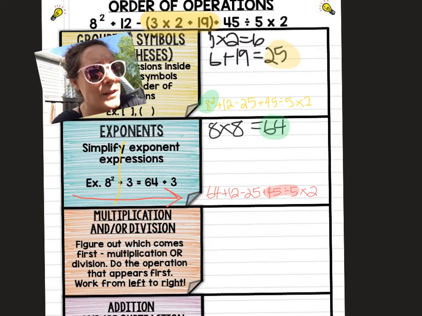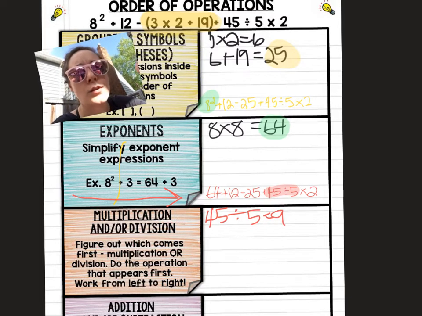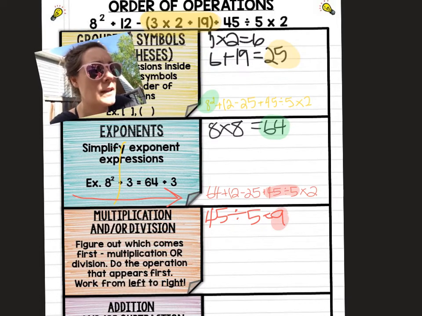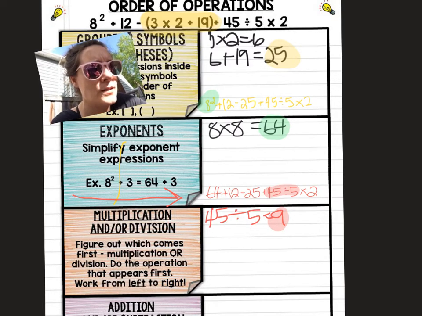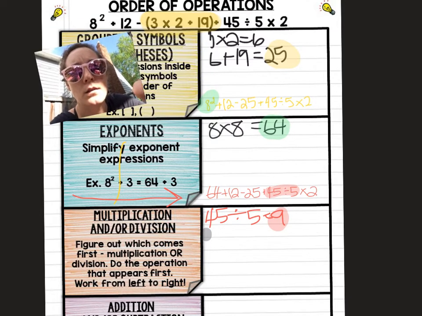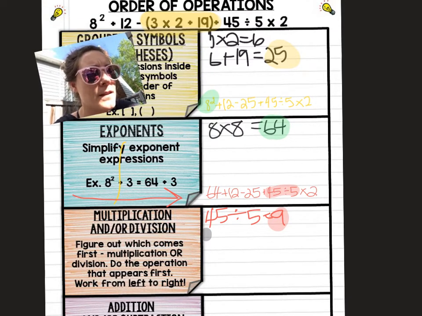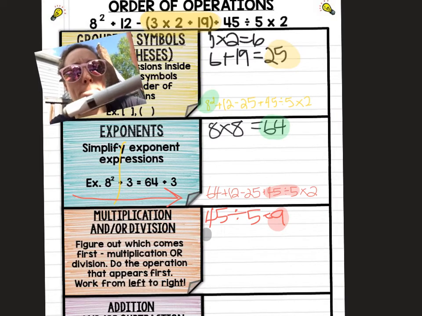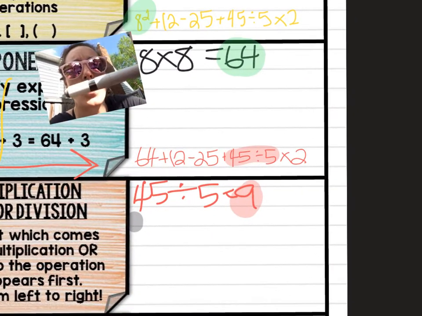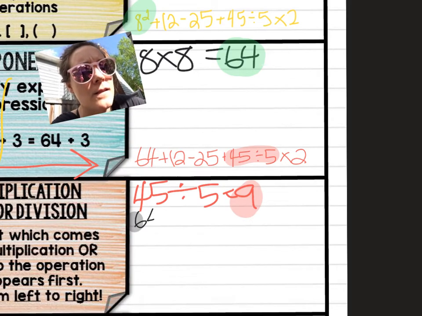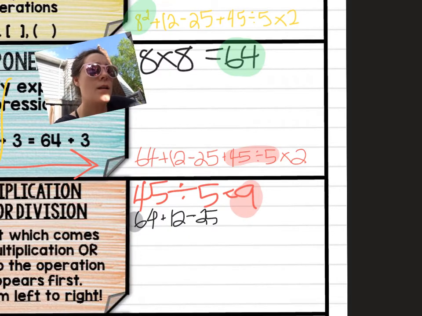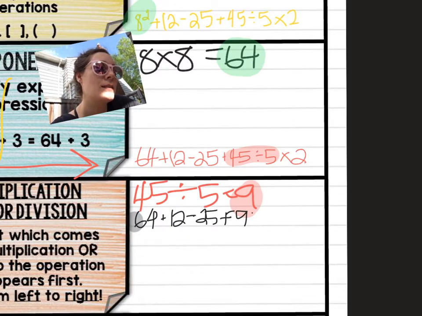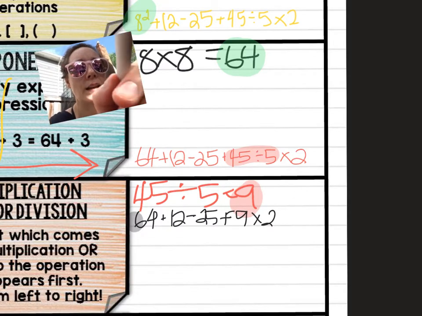I'm going to do that down here. So 45 divided by 5 equals 9. So this is going to get replaced with what is right there. And then I'm going to rewrite, so I have 64 plus 12 minus 25 plus 9 times 2. Now I'm going to go in and do any other multiplication or division.